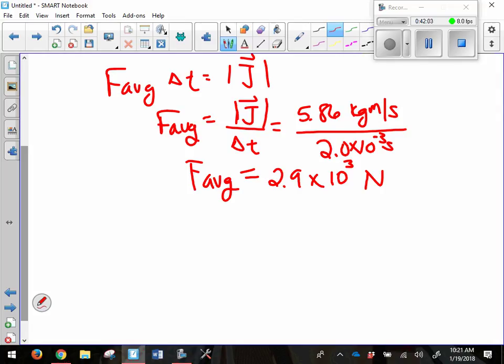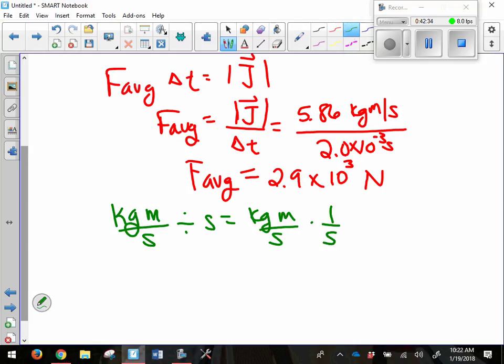Remember, units are a way of telling you that you did it right. You might lose the 1/2 or whatever constant might be in front, but the units have to work out. Nope. Because it's kilogram meters per second divided by seconds. So it's kilogram meters per second.